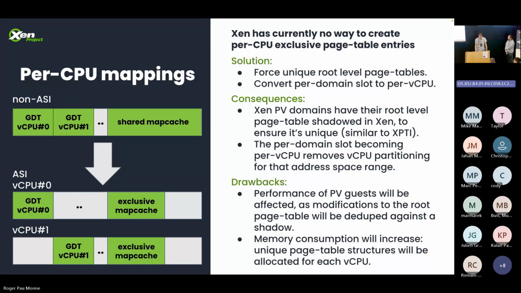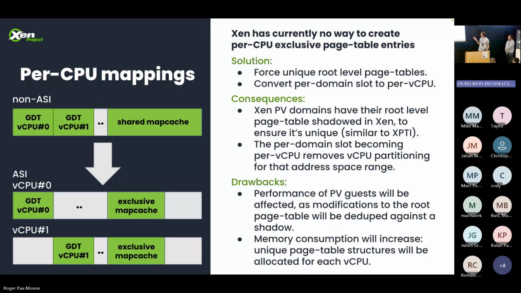The drawbacks of this approach are that, of course, we have to shadow the root page table of the PV guest, so there would be a bit of performance impact. But as I said, it's kind of the same that we do with XPTI, so it's not that much. Also, since we now move the per-domain slot into a per-vCPU slot, the memory consumption used by the page table structures will increase a bit because we have to allocate on a per-vCPU basis rather than a per-domain basis. But I think that's not that different.